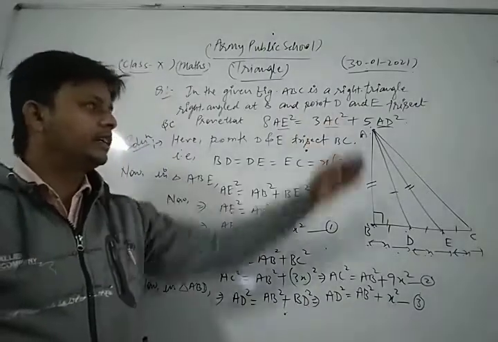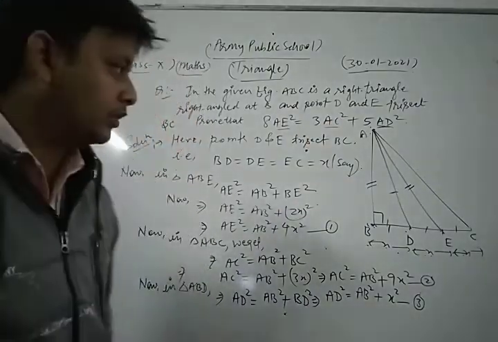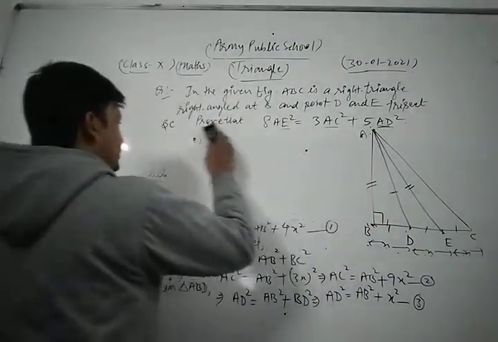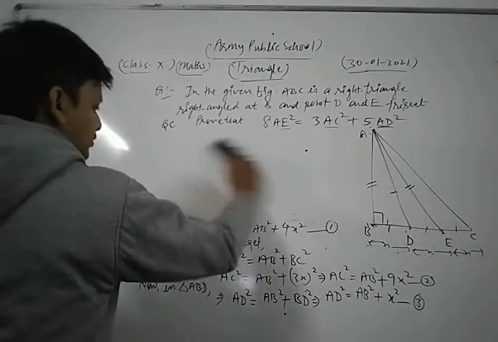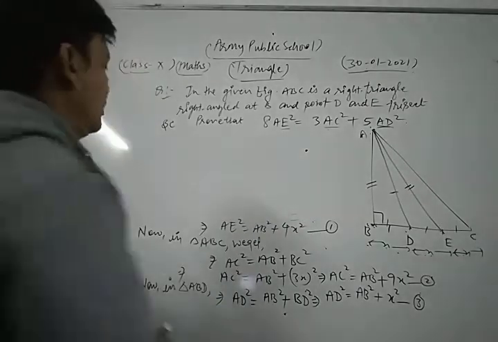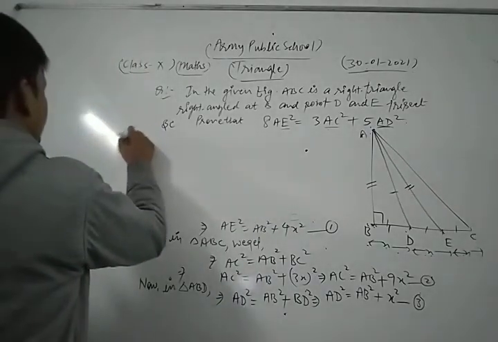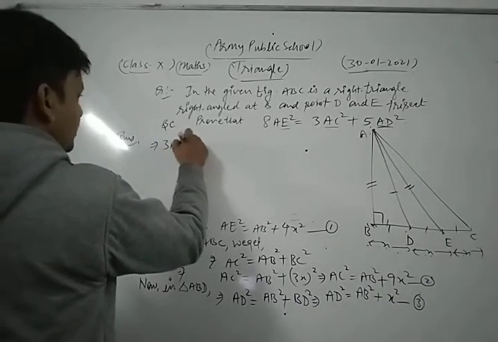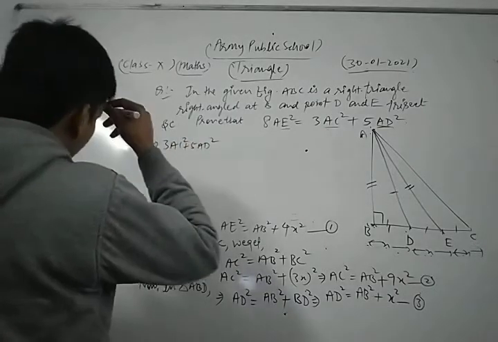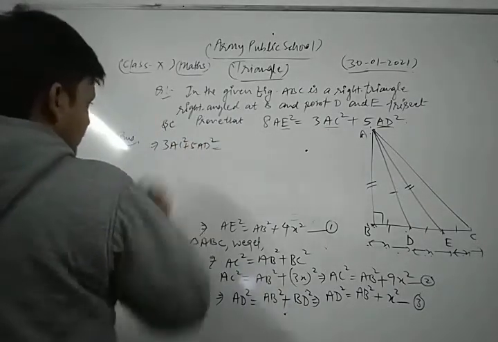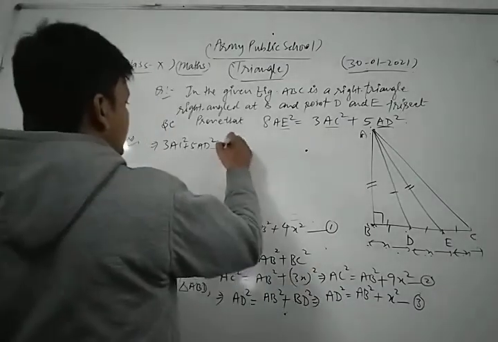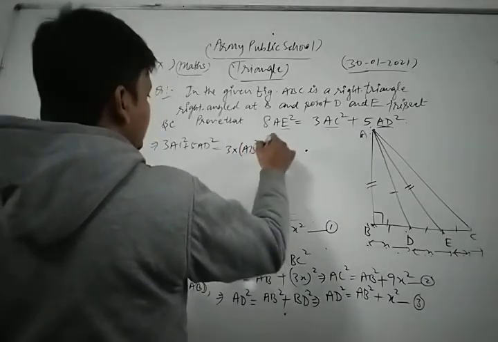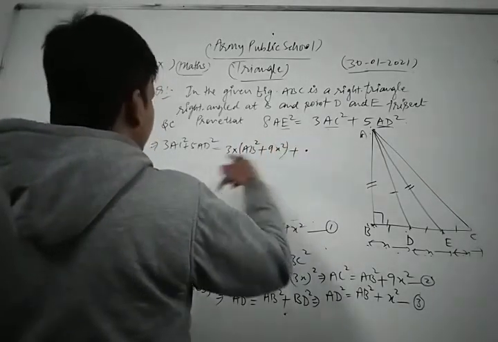Now we take the right hand side of the given result. Let's see. We take R as 3 AC square plus 5 AD square. So we get 3 into AC square. The value of AC square is AB square plus 9x square, plus 5 AD square.